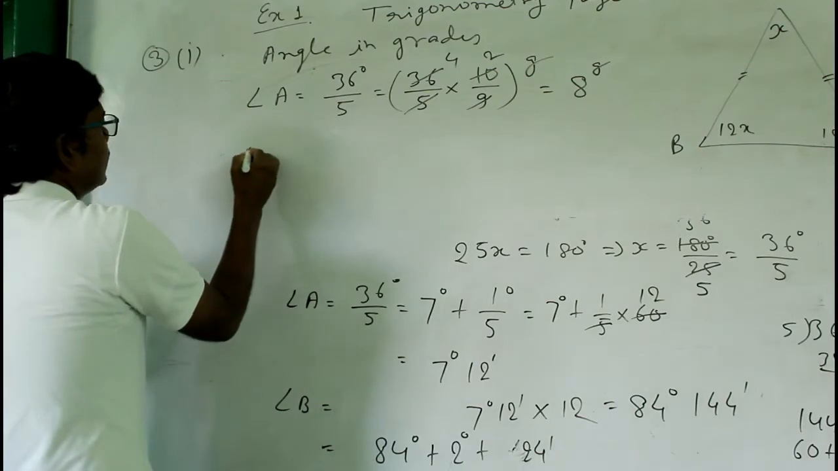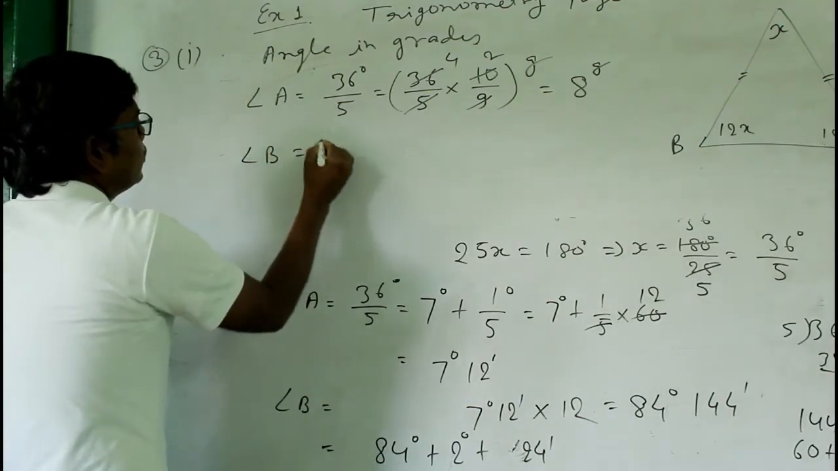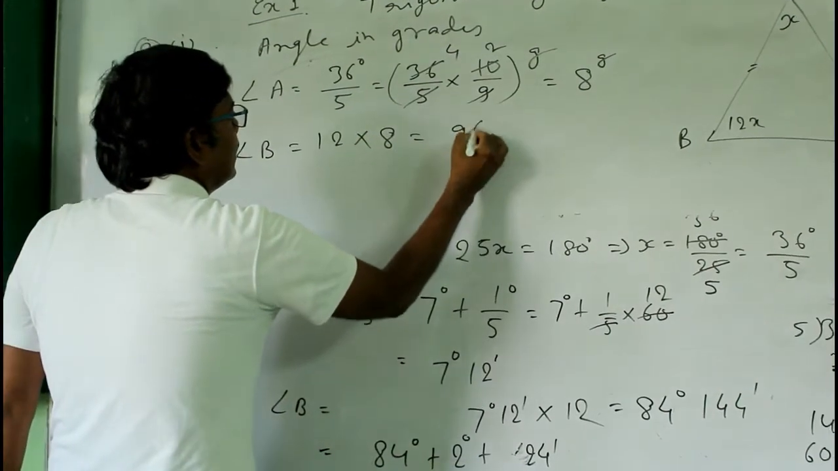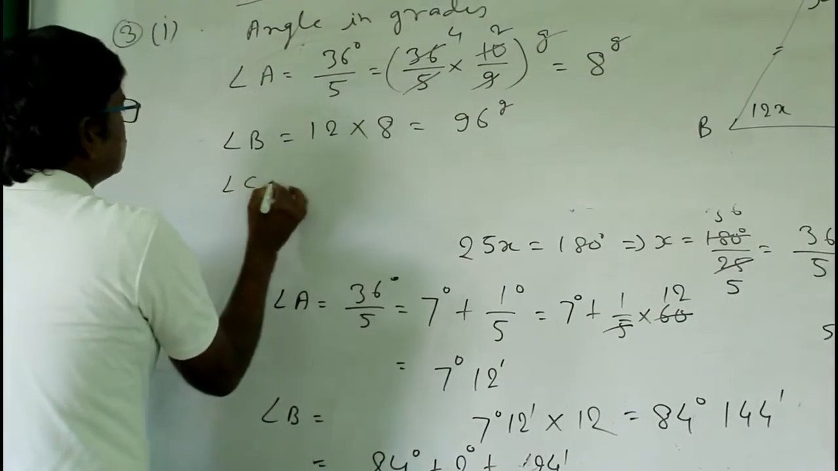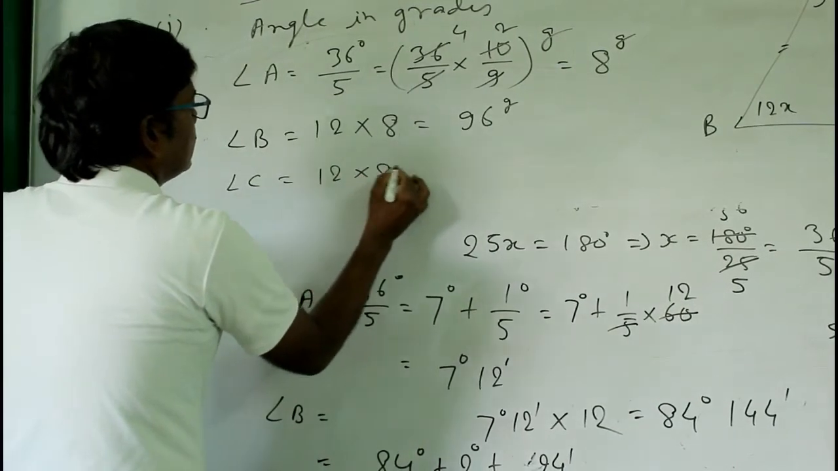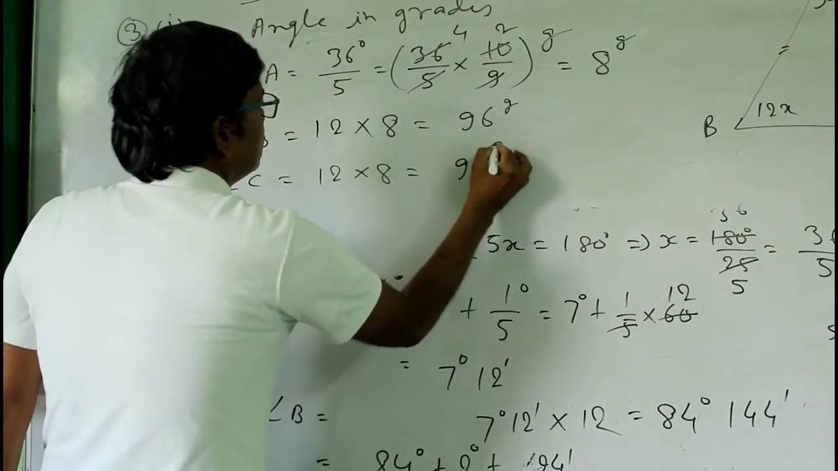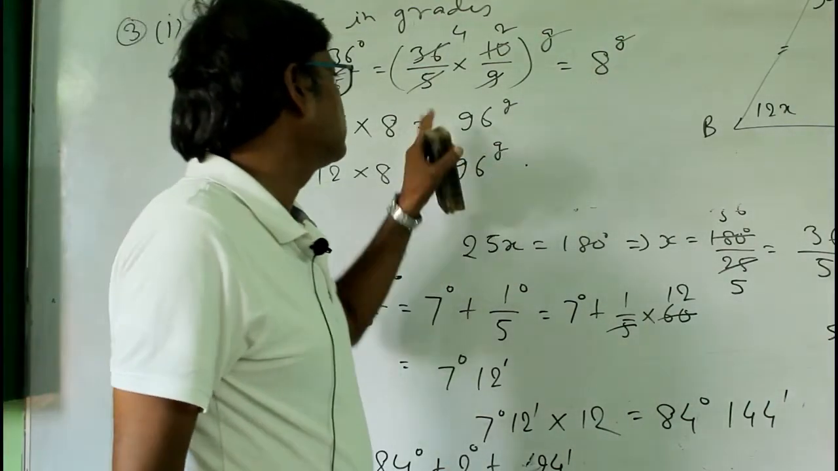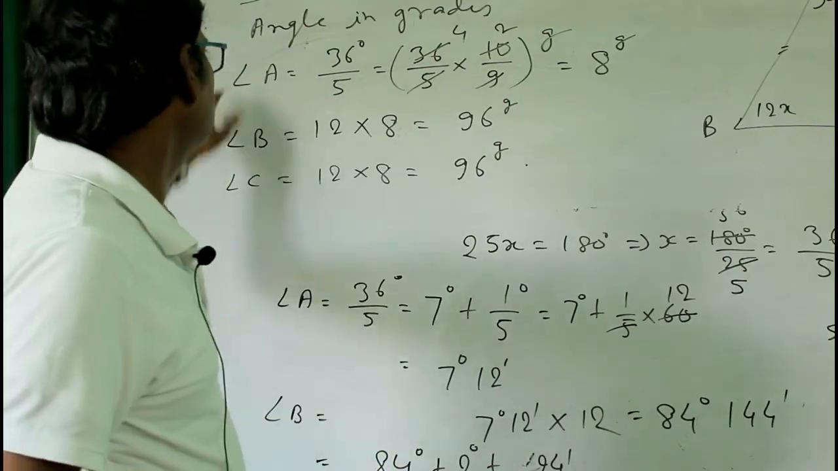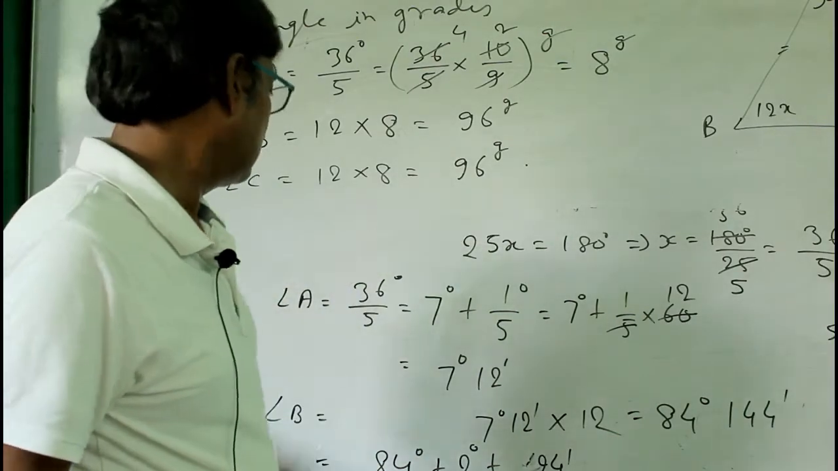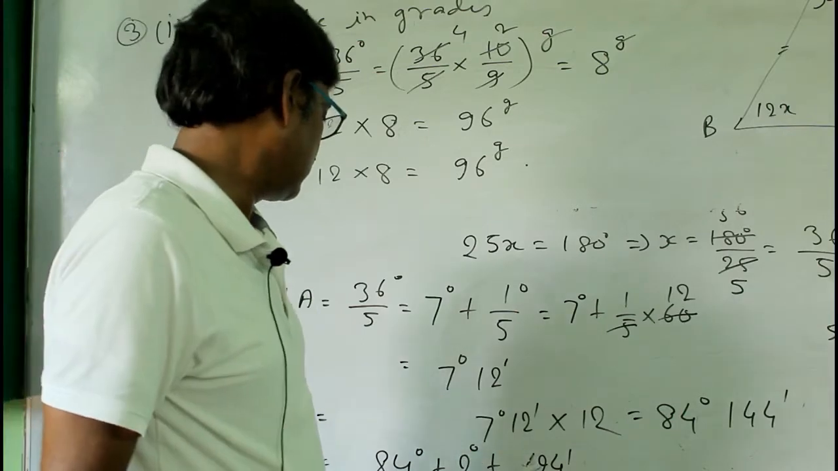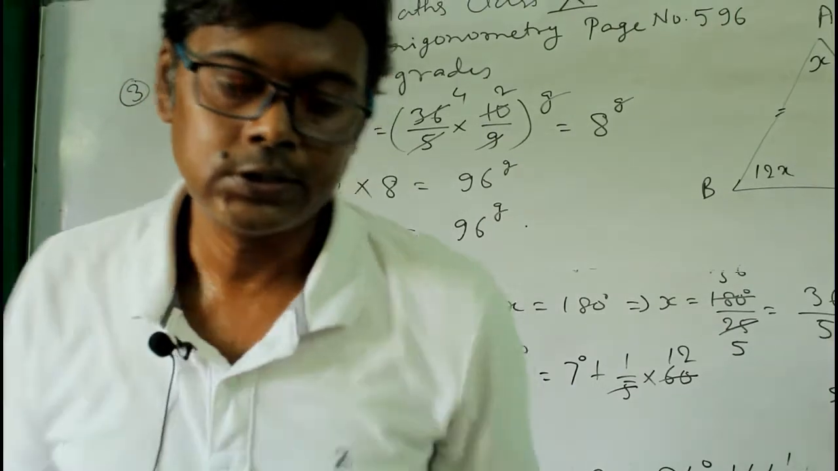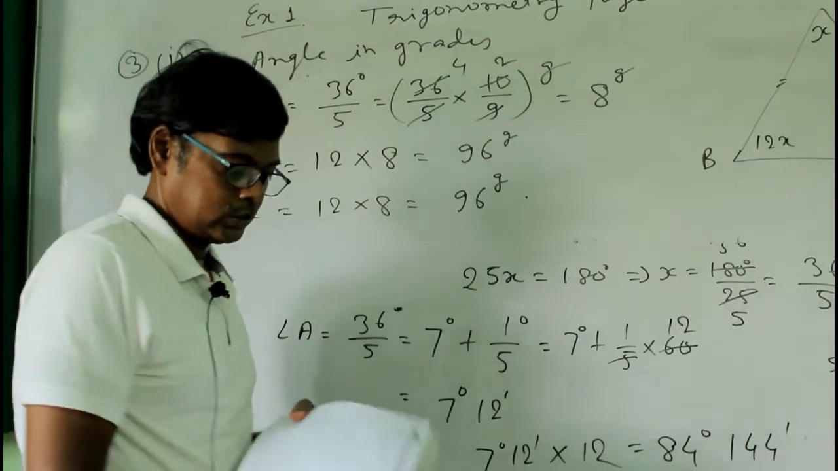Now what is angle B here? Angle B will be equal to 12 into 8, that is 96 grade, and angle C is also equal to 12 into 8 equal to 96 grade. So this is the answer, that is 8 grade, 96 grade, 96 grade, and so these are the values in grades, and these are the values in the degrees. So this is the answer of this question.